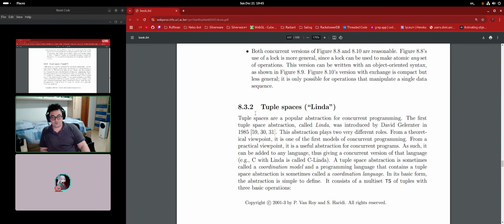Okay, then we go to tuple spaces, which I never heard before, especially with the name Linda.